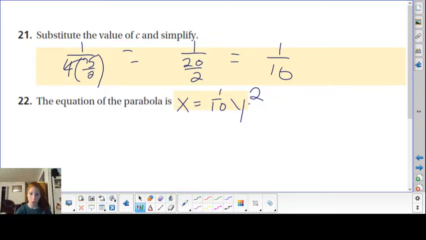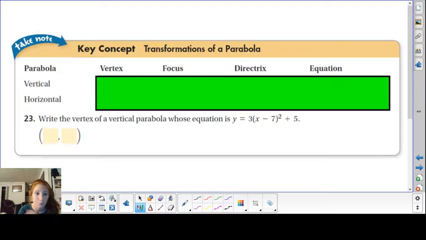Remember, these two corresponded with these ones. I don't know why it won't let me fit. Don't ask me.